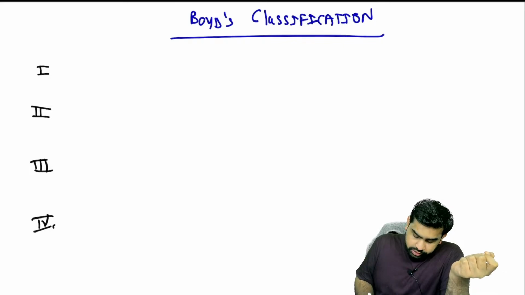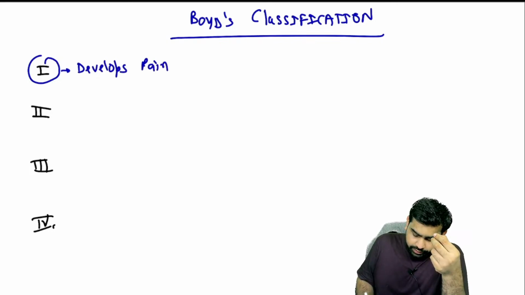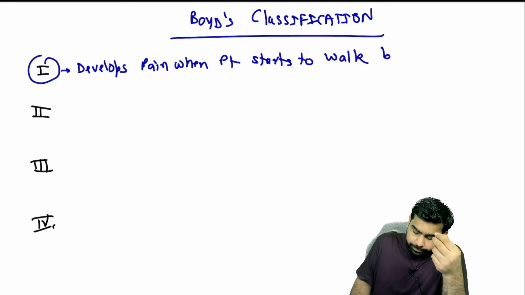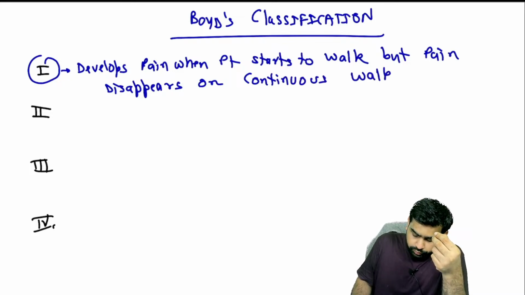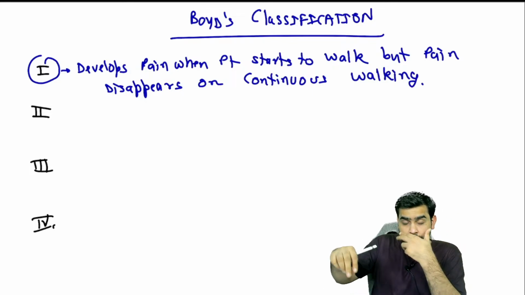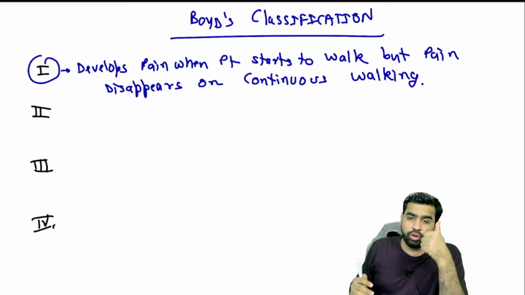In the type 1, the patient basically develops pain when the patient starts to walk, but the pain disappears on continuous walking. So when the patient starts to walk, the patient develops pain, but when the patient continues to walk, the pain basically disappears. So this is what is your Boyd's type 1.